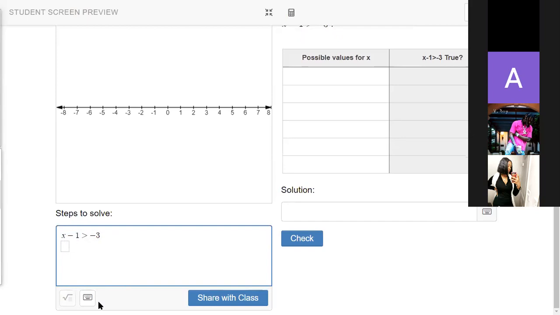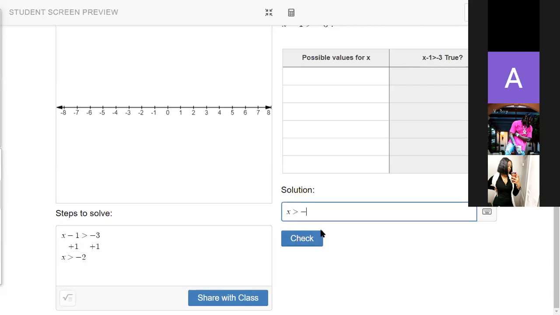All right, so let's think about it. It's one of those. That's right. We're already subtracting, so we want to do the inverse. So you'll add 1 to each side. So if I do that, what is X now greater than? X is greater than -2. So let's try that.